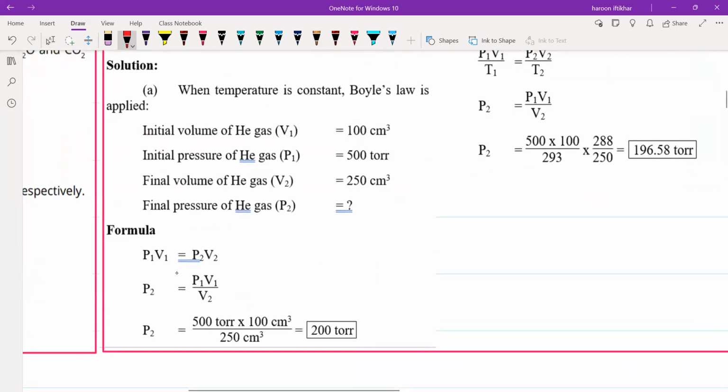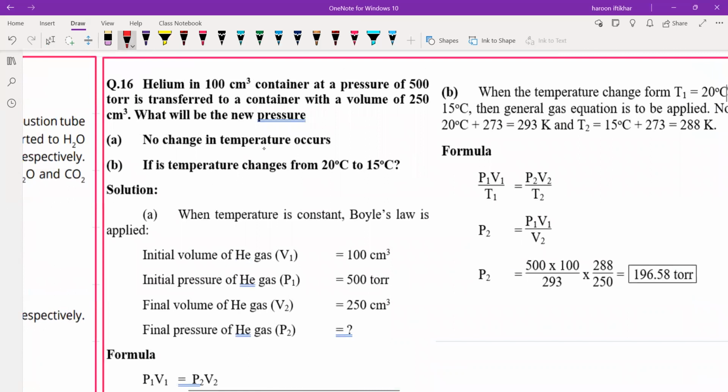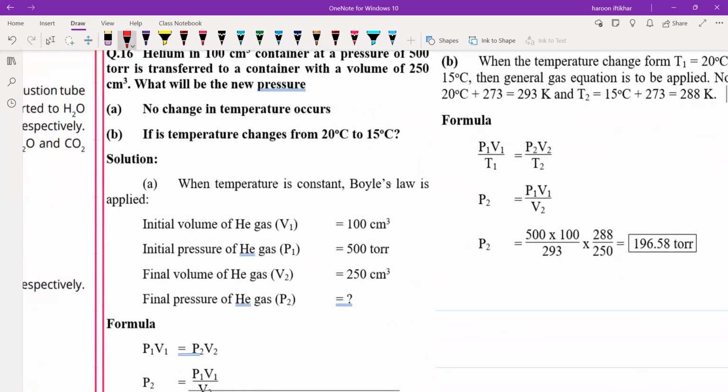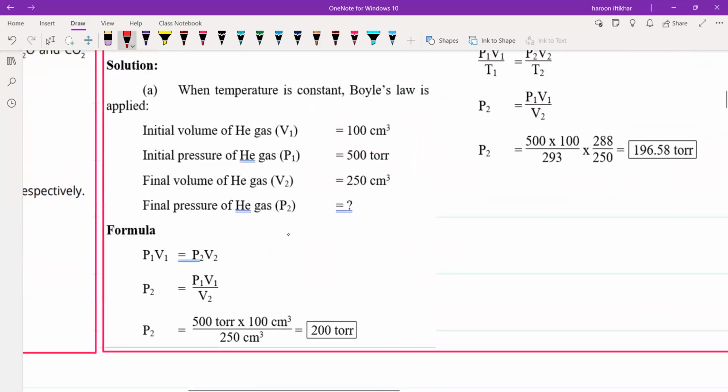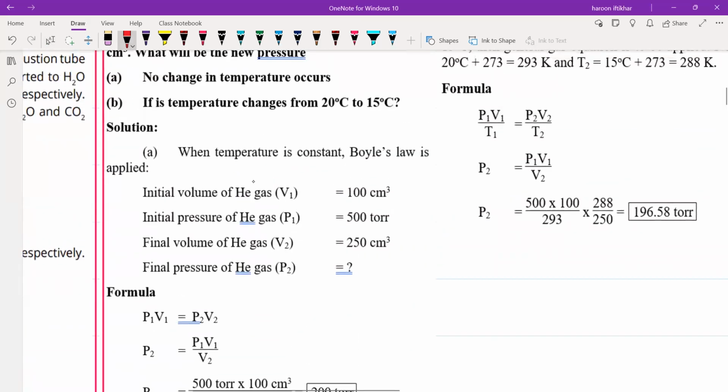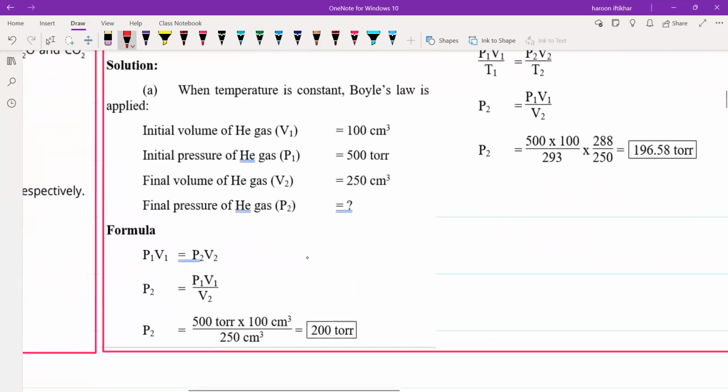So we can use the equation P1V1 equals P2V2 in the first part A, because we are not changing the temperature. So T1 is equal to T2, and we don't need to write it. Now you know the initial volume of helium is 100, initial pressure is 500, and final volume is 250. So what will be the final pressure?